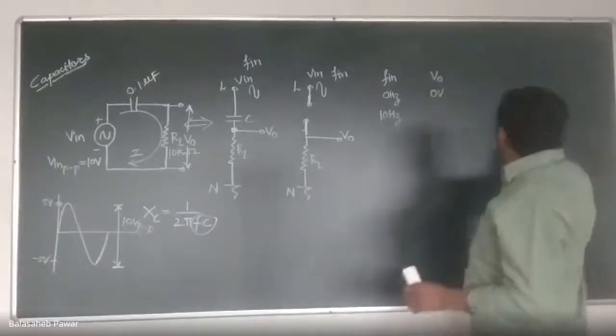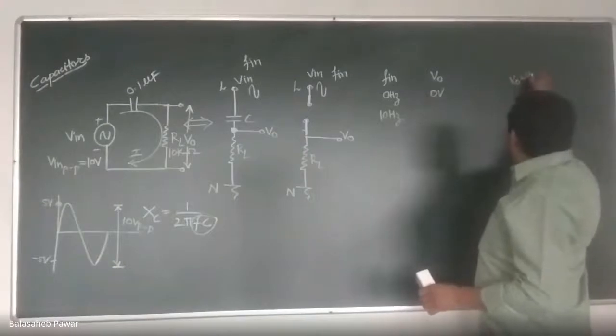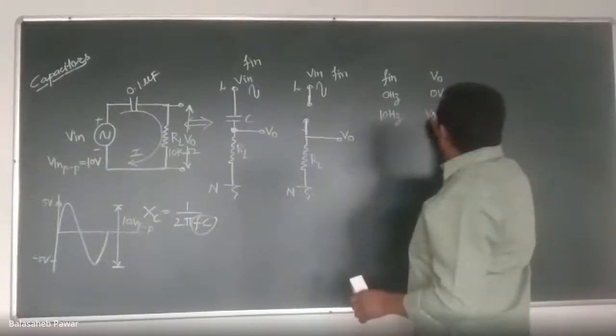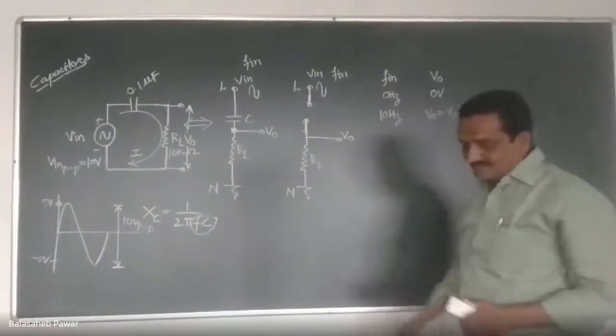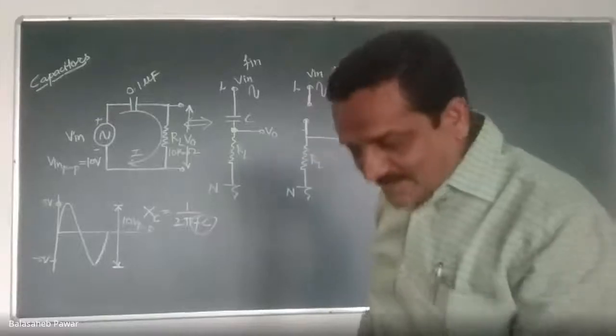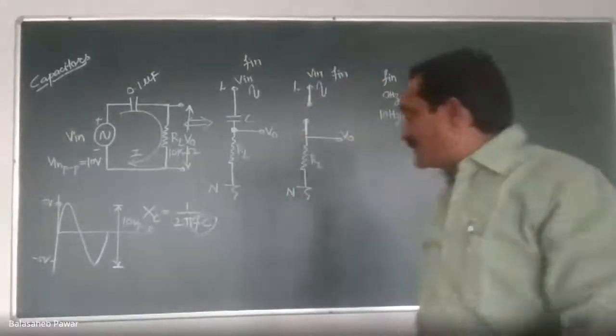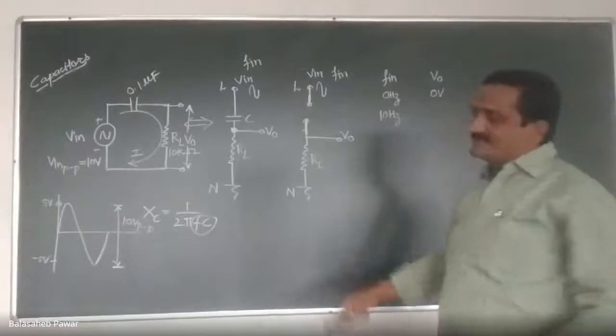Equal to input. VO will be equal to V in, that you are saying? So this is wrong. Any other answer? Less than input. Okay, the answer is correct, but why will it be less than input?